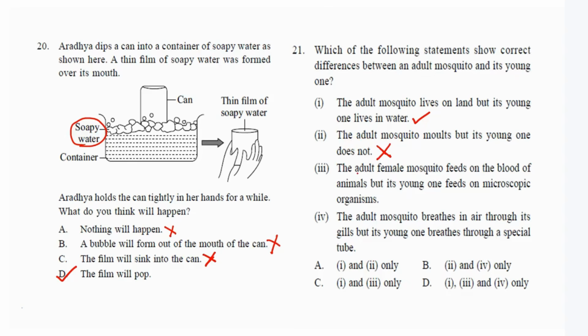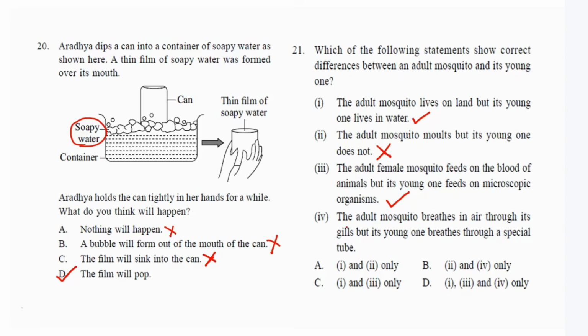Coming to the third option, the adult female mosquito feeds on the blood of animals, but its young one feeds on the microscopic organism. This is also correct. Why? Because we have seen the adult female mosquito, they bite us and they suck the blood, right? So they feed on the blood meal, but the young mosquitoes, as they remain in the water, they feed on the microscopic organism present in the water, right?